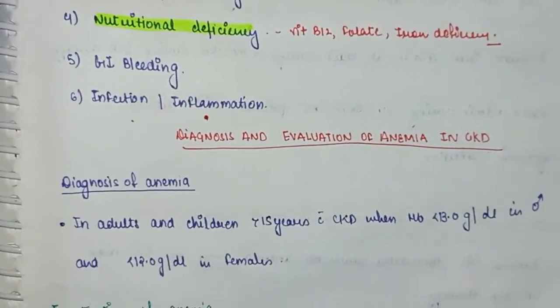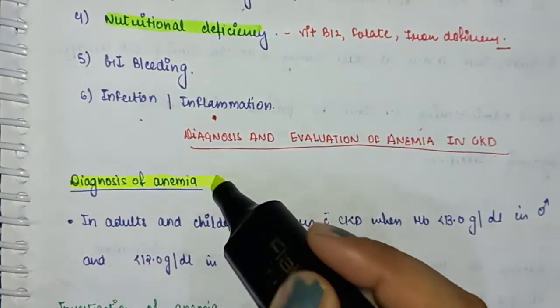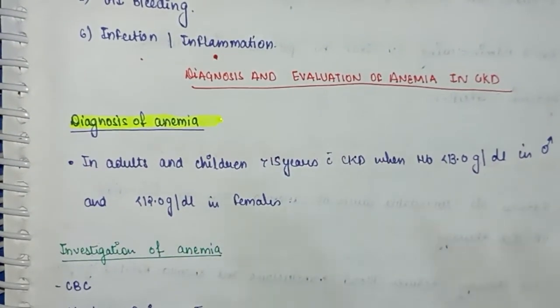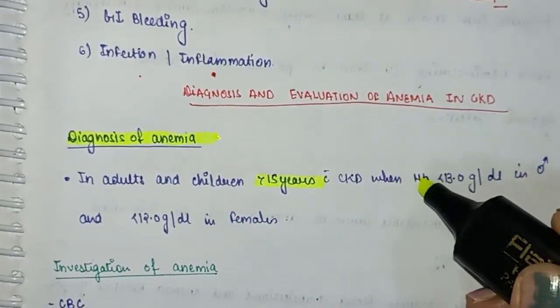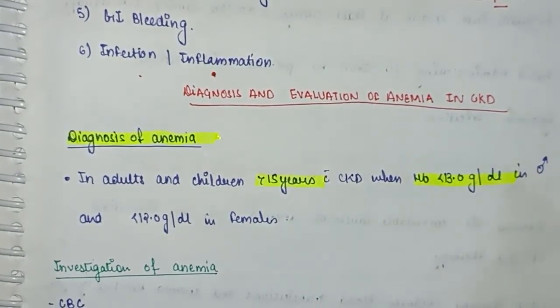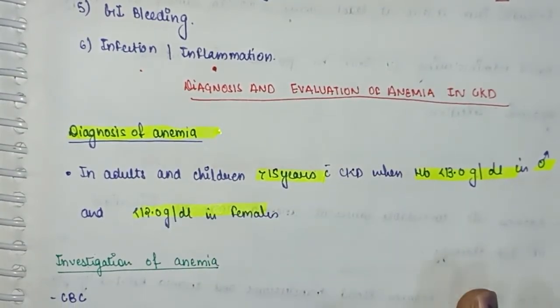Now, how to diagnose and evaluate anemia in CKD patients? First of all, diagnosis of anemia. In adults and children more than 15 years of age, anemia is considered when hemoglobin is less than 13 gram per deciliter in males and less than 12 gram per deciliter in females.